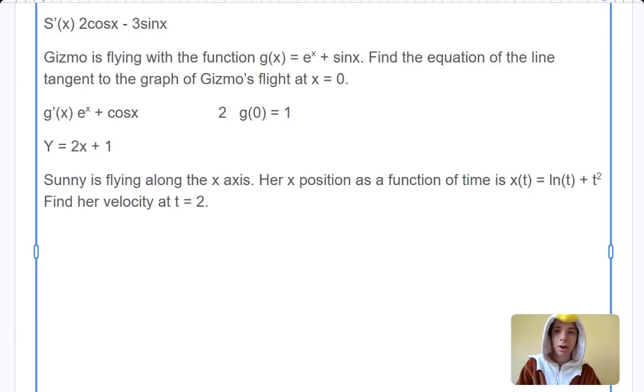And finally, Sunny is flying along the x-axis. Her x position as a function of time is x of t equals ln of t plus t squared. Find her velocity at t equals 2. So velocity, we're just taking the derivative of position. And we want x prime of t, which equals v of t.